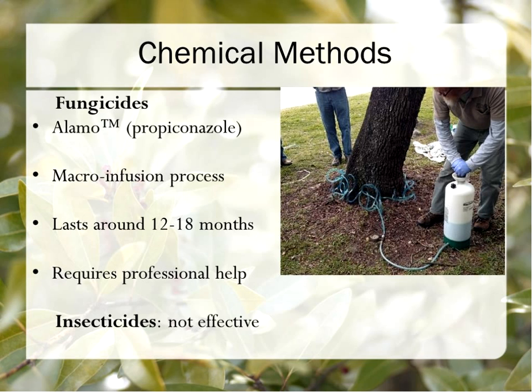Chemical methods. If you have a large, high-value tree that you want to protect, you can use the fungicide propiconazole. The one we tested was by the trade name Alamo. You have to use a macro infusion process where you tap into the surface roots and then pump in the fungicide under pressure. That helps give a good, even distribution through the vascular system. It should be done by a professional because it can be tricky sometimes getting the taps to actually uptake the fungicide.